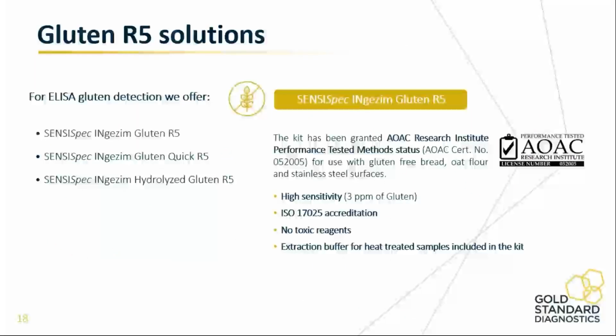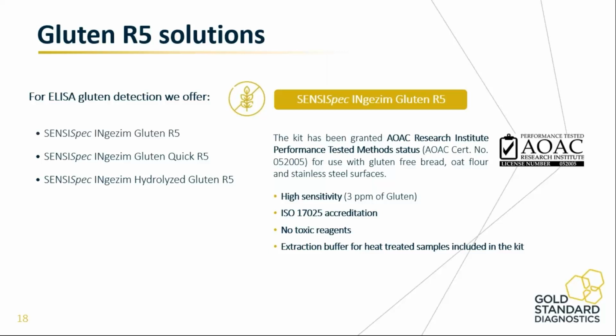Starting with the ELISA kits, or the gluten R5 solution, we currently have 3 different ELISA kits available. First of all, the SensiSpec InHefin Gluten R5 kit. This kit has been granted by the AOAC to be used with gluten-free bread, oat flour, and stainless steel surfaces. The limit of detection, or the sensitivity, is quite high. We are talking about 3 ppm of gluten, which is quite below the 20 ppm indicated by the Codex.